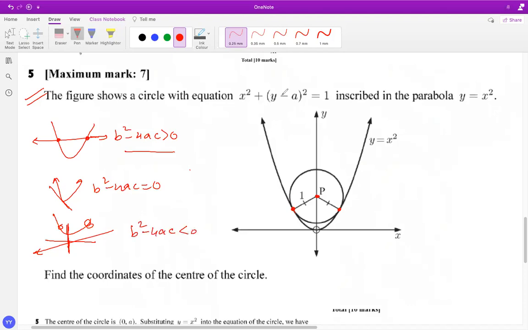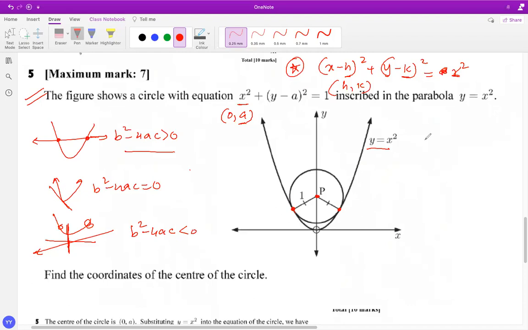So this question is about finding the value of the center of the circle, given that this quadratic, y equals x squared, is tangent to the circle. Just a quick reminder that the equation of a circle is x minus h the whole square plus y minus k the whole square equals radius squared, where h comma k is the center of the circle. Now if you notice here, the center of the circle is 0 comma a. So that's what we are finding out, the value of a.